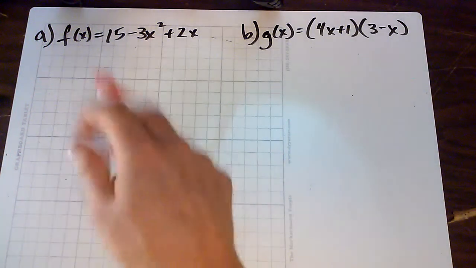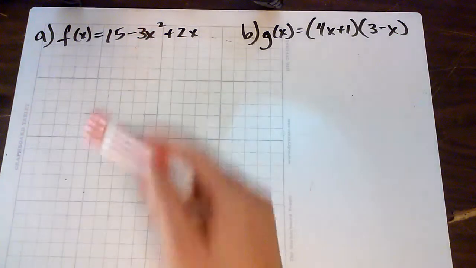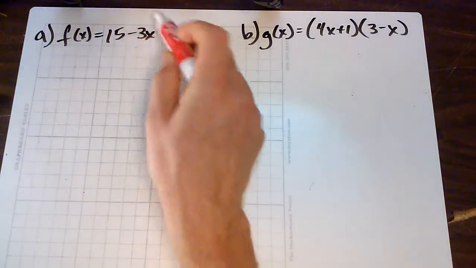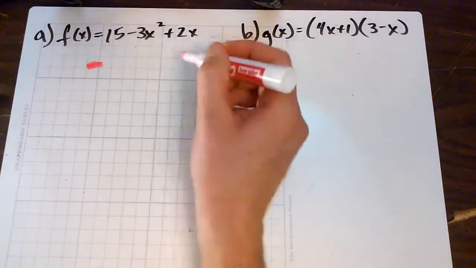All right, so this one's not in standard form. Standard form goes in order of largest degree. So degree is the power on a variable. So the squared term is going to be the first term here. So let's go ahead and write that first.